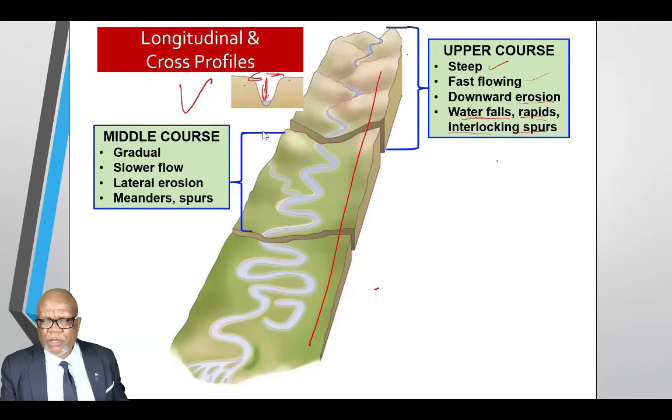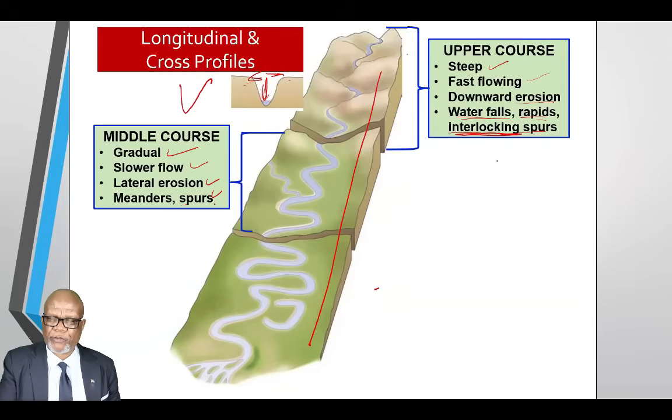Now let's go to the middle course of the river. In the middle course of the river, what are the flow characteristics? The gradient there is gradual. The water is flowing slow. There is lateral erosion, and you are going to find the meanders that are beginning to form, and you also find the spurs. Remember, in the upper course, you're going to find the interlocking spurs, but in the middle course, you will find the spurs. That's what you will find.